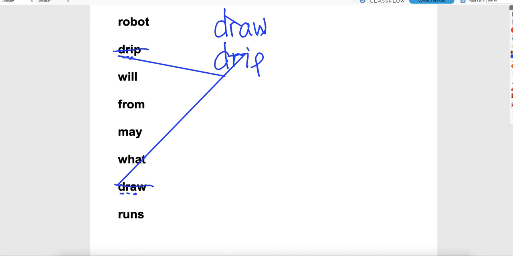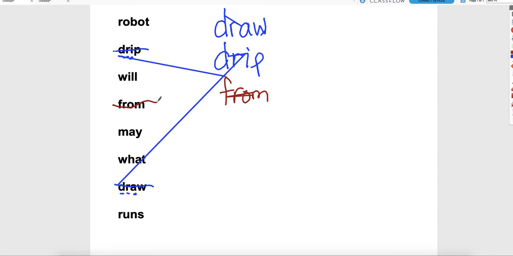Okay, so now I have robot, will, from, may, what, and runs. What do you think is going to come next in our list of alphabetical words? Jake, what do you think, buddy? From, very good. F-R-O-M spells from. Okay, the color change didn't make a difference. It's still making some crazy lines, but we'll work with it. All right, now I have robot, will, may, what, and runs.